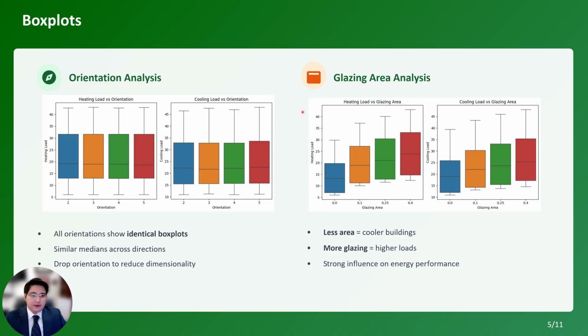Now, if we take a look at the glazing area, we can see a totally opposite effect, where we see an upward trend for each of the box plots across different percentages of glazing area. So less area means cooler buildings and more glazing equals a higher load. So we can see a totally opposite effect from the orientation, which means this feature is going to have a strong influence in our model.